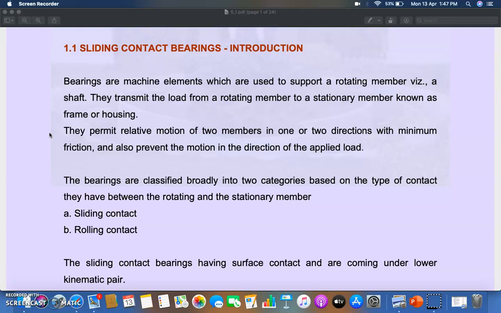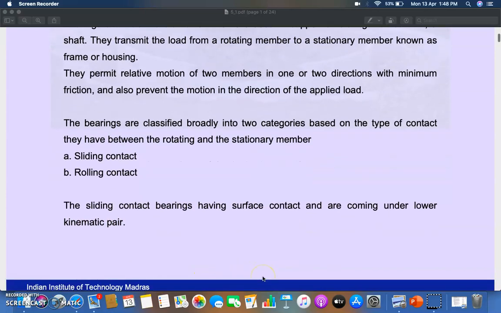If you take any practical example, you have seen bearing elements in your bicycle. There is a bearing placed in the hub at the back of the rear wheel, where you can see sliding bearing examples. Bearings are classified broadly into two categories based on the type of contact: sliding contact bearings or rolling contact bearings. Sliding contact bearings have surface contact, so they come under the lower kinematic pair.